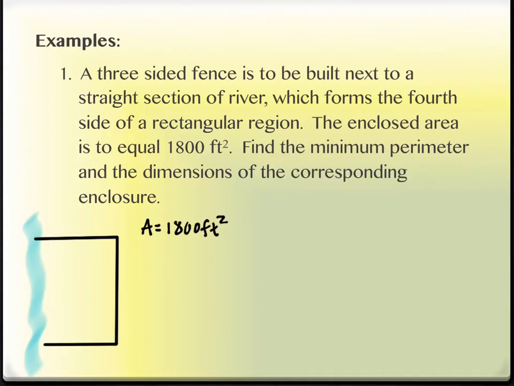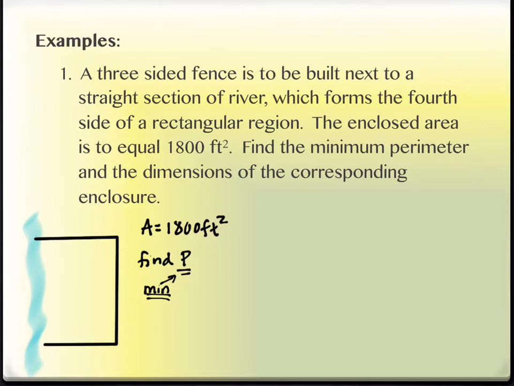It wants us to find the minimum perimeter, and we want to minimize this, and the dimensions of the corresponding enclosure. So we need some variables to represent the quantities that we have here, right? So what are some of the unknown pieces in this particular situation? The lengths of the sides. Yeah, the side lengths, right?